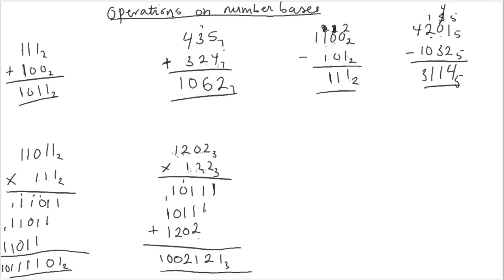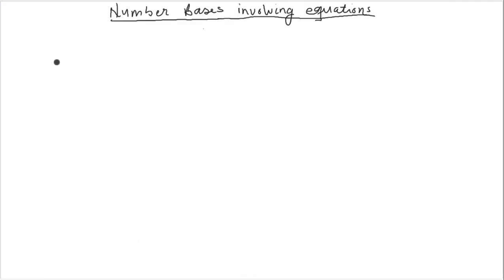Okay. Alright. So now let's look at number bases involved with equations. If we take our first example, if 32 base x is equal to 20 base 10, we have to find the base of 32. So we find the value of x. This is in a base that we don't know.